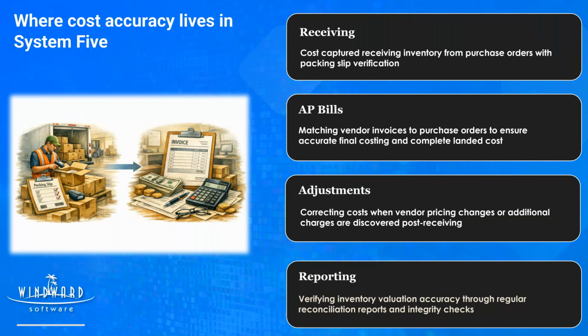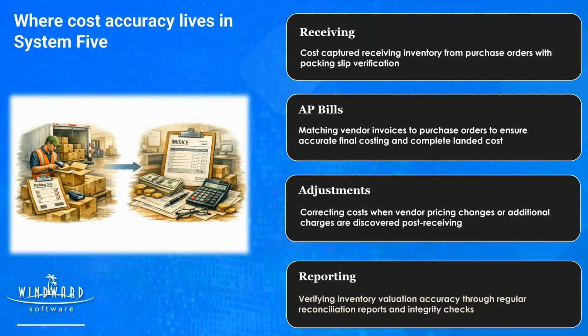And then we're going to add on some things that can make that a little bit different. Your adjustments, that's where that's going to fall in. How do we correct costs when the vendor pricing changes and we don't know up front? And then ultimately the reporting. As long as we're doing all these things, the receiving, the AP bill matching, and doing adjustments in the right way, then our reporting should really follow through with that.